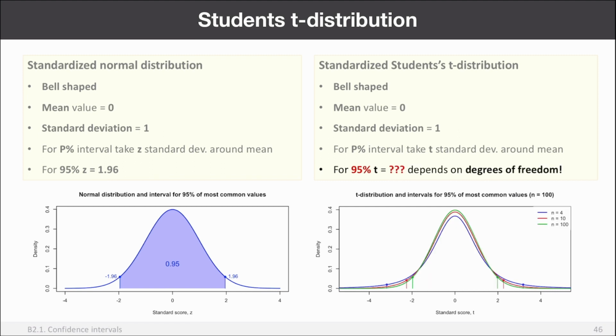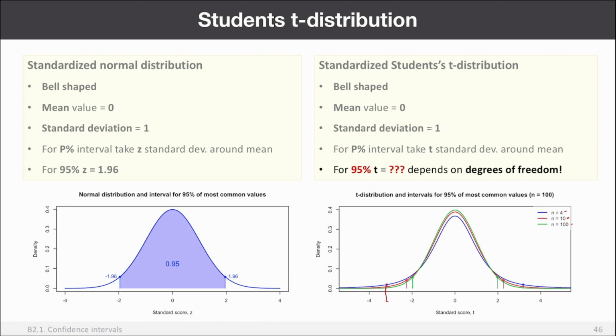Okay. So this is just an example. Here I have all 3 cases. You can see sample size is 4, sample size is 10, sample size is 100. And then you can see that the curves that show the distribution, the bell shape, they are a little bit different. And therefore the interval for 95% is also different.